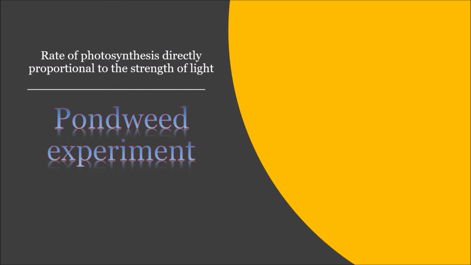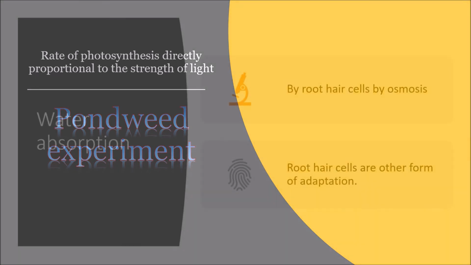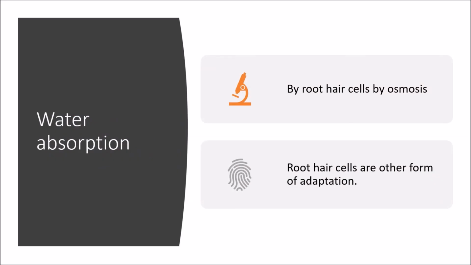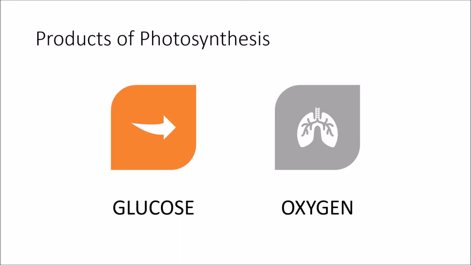The rate of photosynthesis increases with the intensity of the light and decreases towards night. Pondweed is used to experiment the rate of photosynthesis from the number of bubbles released when the intensity of the light changes. Water needed for photosynthesis is absorbed by osmosis from the soil by the root hair cells. Products of photosynthesis are glucose and oxygen.